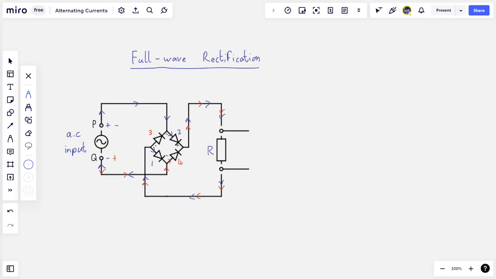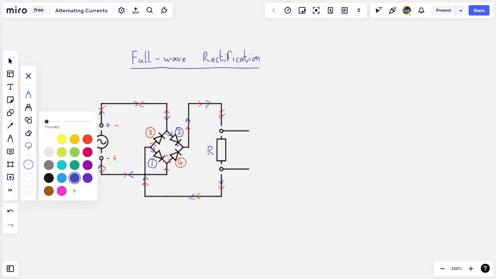It then enters the bridge again, but it can't flow through 1 because, again, it would be tracing the same path indefinitely. So where it can move is through 3. And it has to go to the now negative terminal, which is P, and it arrives back at this negative terminal. So in the second half cycle, it moves through diodes 3 and 4, whereas in the first half cycle, it went through 1 and 2.